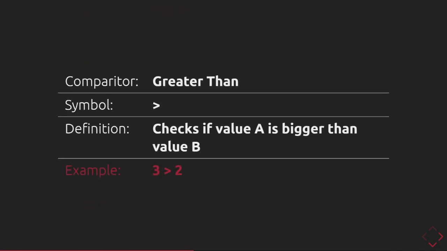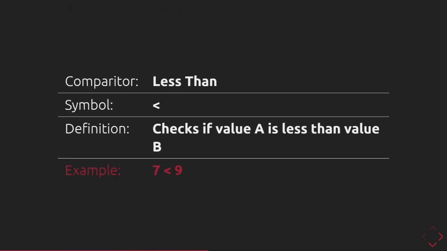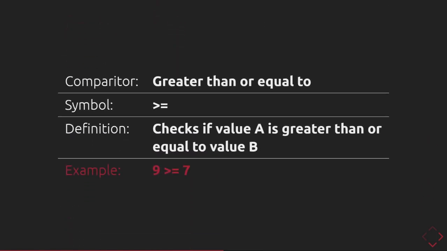Next comparator is the greater than. Just the greater than symbol. This just checks if value A is bigger than value B. So in this case, is 3 larger than 2? That is true. Then we have the less than. This checks if value A is less than value B. So in this case, 7 smaller than 9. This equals true.